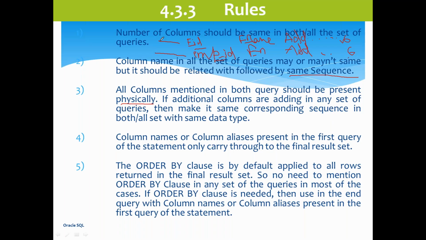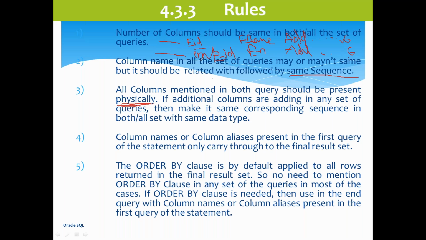That is, we are taking one operation. So for operations, in different cases, physically the column should be present, then only it will work. That is one point. If additional columns are added in any set of queries, then make them in a corresponding sequence in all the sets, with the same data type. So data type is also one part; correspondingly, the data type should be the same.